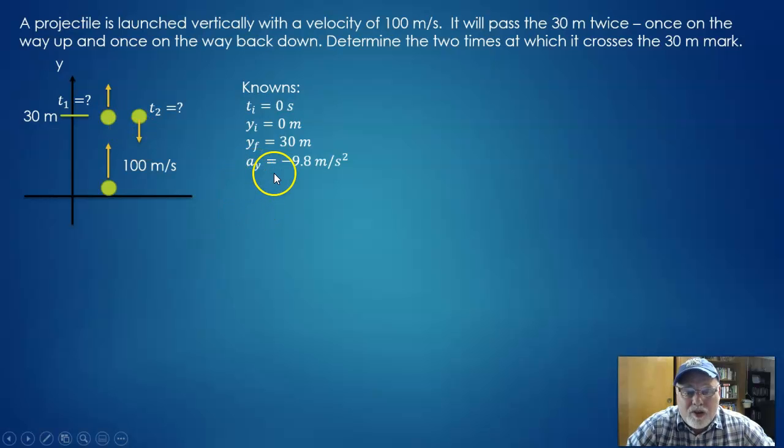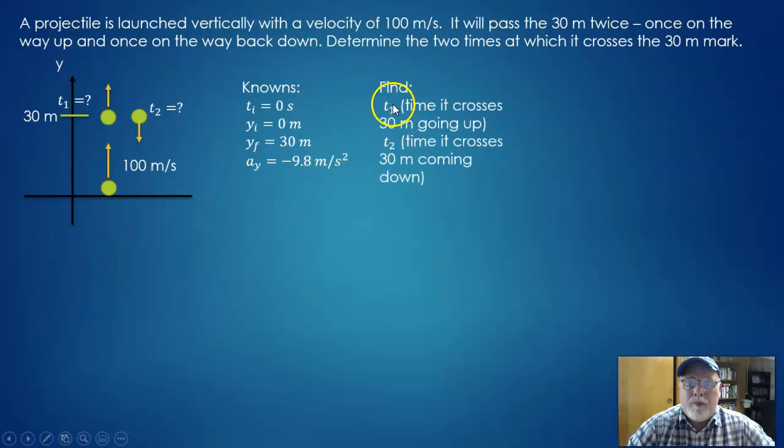And my acceleration, always put that in. It's not stated, but this is a free fall problem, right? And right now we're ignoring air resistance. So the acceleration's a negative 9.8 meters per second squared. And that's pretty much what we know, okay? Now what do we want to find? Well, we want to get T1, the time it crosses the 30-meter mark going up. And we want to get T2, the time it crosses the 30-meter mark coming down. Okay, so there's my knowns. I've defined what I'm looking for.